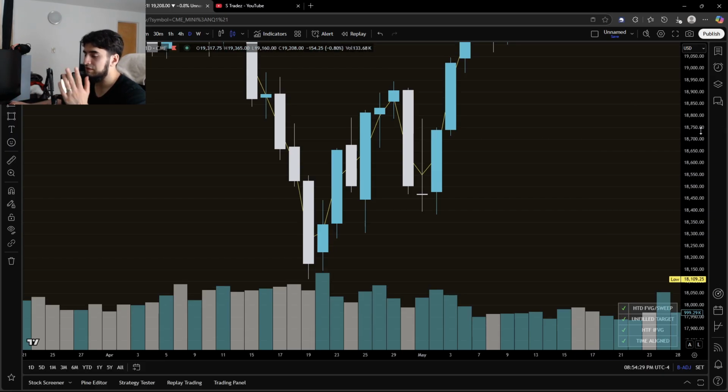And that is another thing that you have to pay attention to, because that is part of the strategy that I use, which is called inverse fair value gaps. It's just kind of in the name. When a fair value gap gets inversed, instead of respecting it, price just disrespects it.